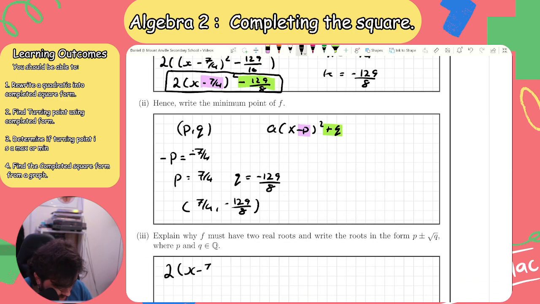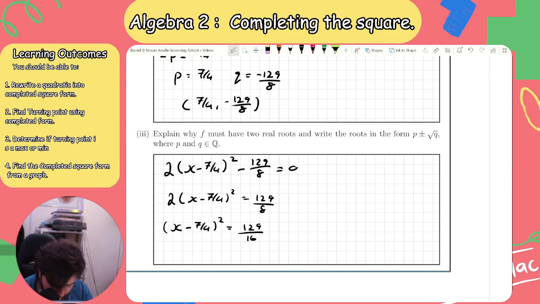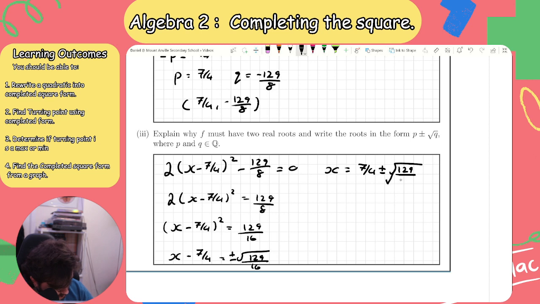So 2 times x minus 7 over 4, all squared, minus 129 over 8 equals 0. 2 times x minus 7 over 4 squared equals 129 over 8. x minus 7 over 4 squared is going to be equal to 129 over 16. x minus 7 over 4 is equal to plus or minus root 129 over 16. x therefore is going to equal 7 over 4 plus or minus the square root of 129 all over 16. And that's my final answer there. There are my two roots.